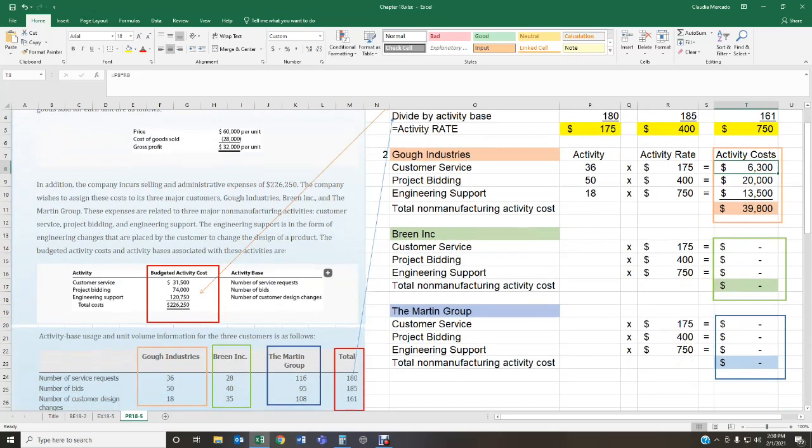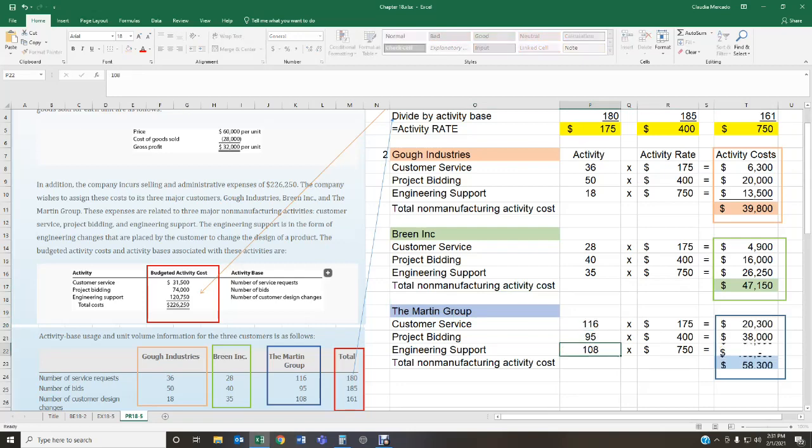Now we're going to look at Bryn. Bryn had 28 customer service, 40 bids, and 35 design changes. I get my activity times my activity rate. I multiply them, and that's going to give me my dollar amounts. My total non-manufacturing activity cost for Bryn is $47,150. And last but not least, we're going to do the Martin Group. The Martin Group had 116 service requests, 95 bids, and 108 design changes.